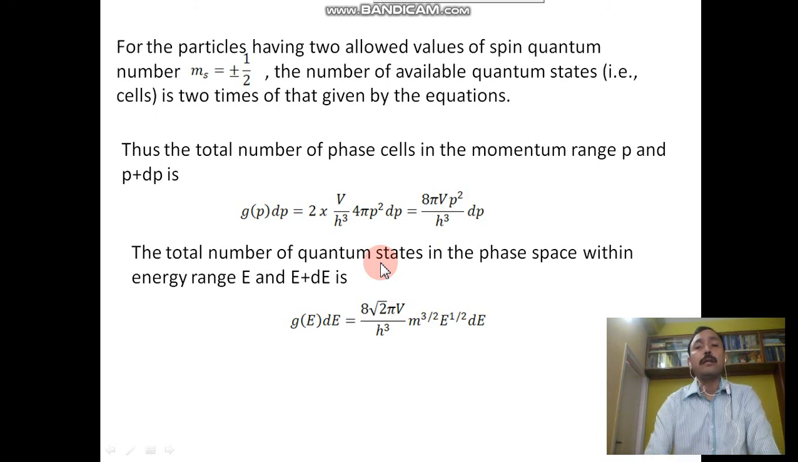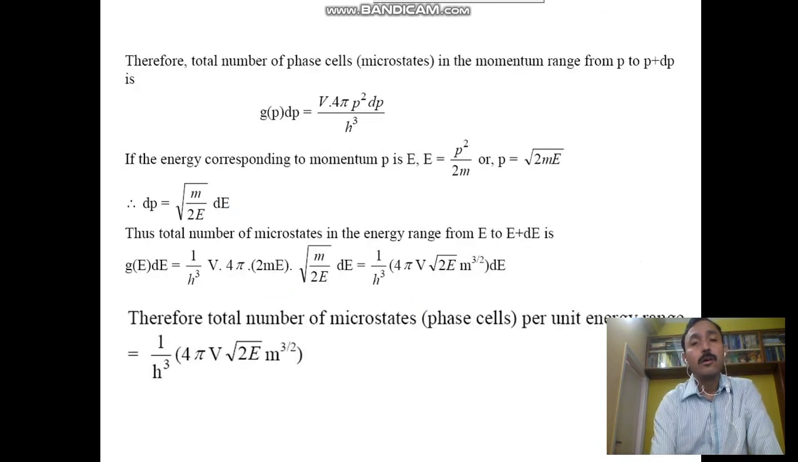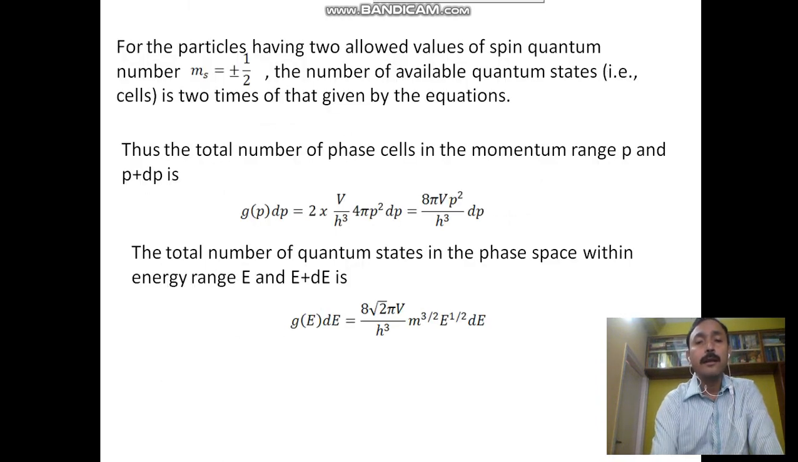The total number of quantum states in the phase space within the energy range E and E plus dE is, as we already know, G(E)dE equal to 1 by h cubed, 4 pi V root over 2E, m to the power 3 by 2, dE. Putting in the factor 2 times this 4 pi, it means 8 root 2 pi V by h cubed, m to the power 3 by 2, E to the power half, dE. So the total number of quantum states in the phase space within the energy range E and E plus dE becomes 8 root 2 pi V by h cubed, m to the power 3 by 2, E to the power half, dE.